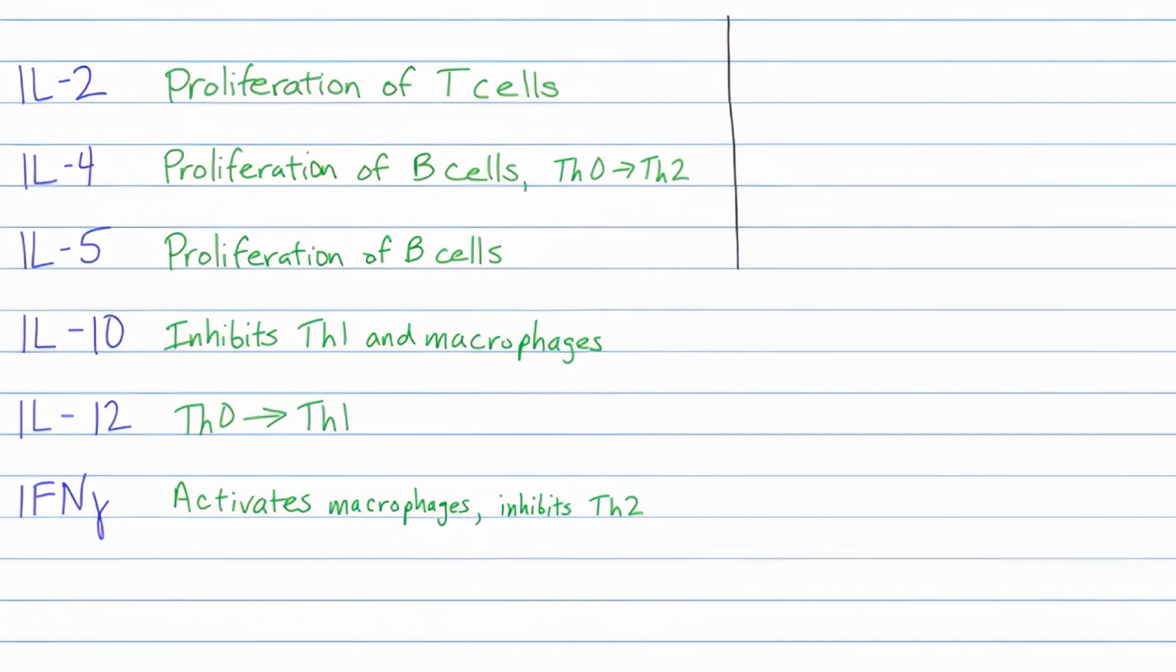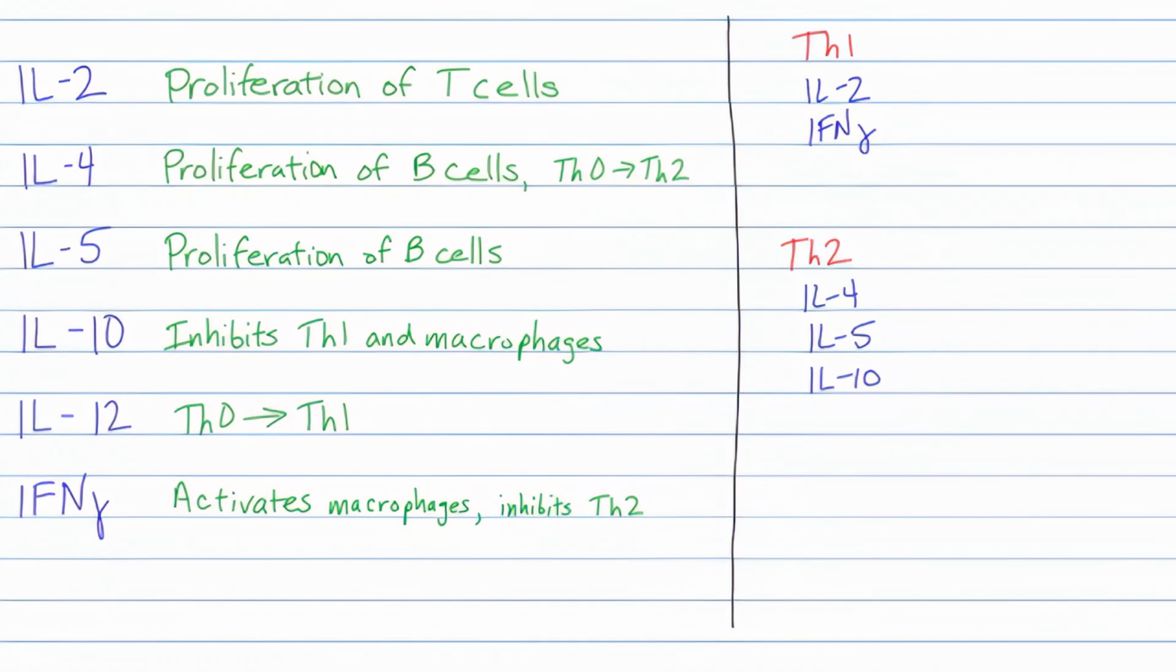And then what produces what? Th1 cells produce IL-2 and interferon gamma mainly. They produce other cytokines like IL-3, but the two main ones to know are IL-2 and interferon gamma. For Th2 cells, I want you to know that Th2 cells produce IL-4, IL-5, and IL-10. IL-12 is produced by macrophages and also dendritic cells.